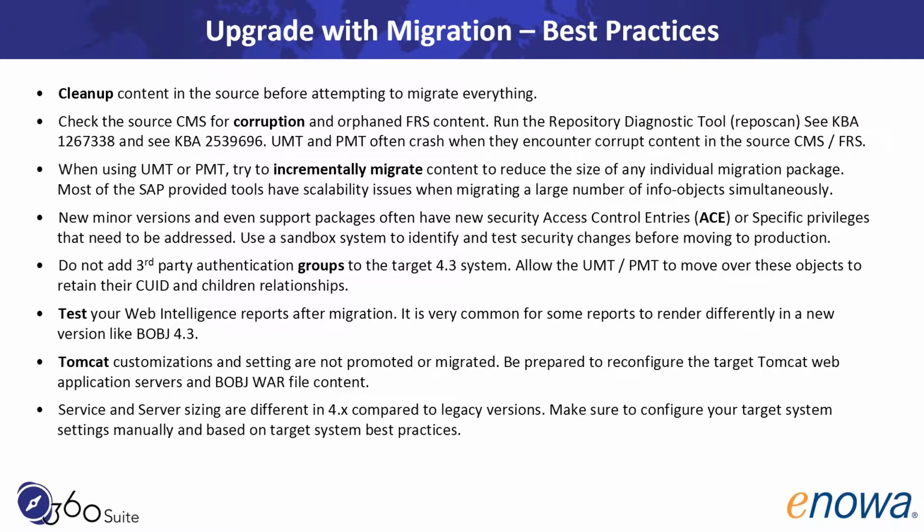So what are some of the best practices here? Well, before we do an upgrade with migration, I always say clean up content. Do the best you can to clean up content. That will reduce the amount of info objects you actually have to promote or migrate. Always check your source CMS for corruption. With the upgrade management tool especially, this was a big necessity, to go through and make sure you didn't have any orphan FRS content. A lot of those would halt the UMT tool in its place. It can also be problematic for the promotion management tool. So always check your source system for corruption.